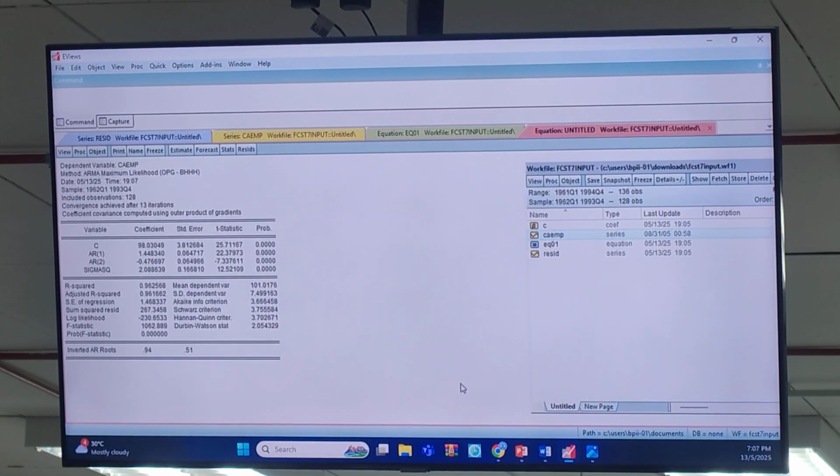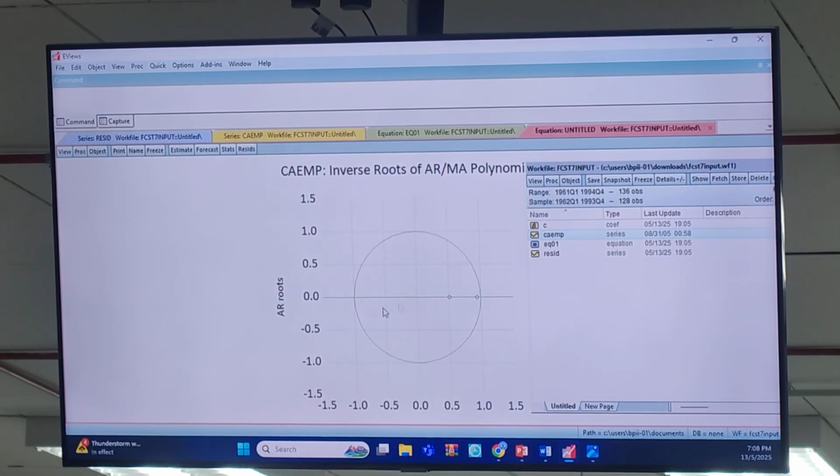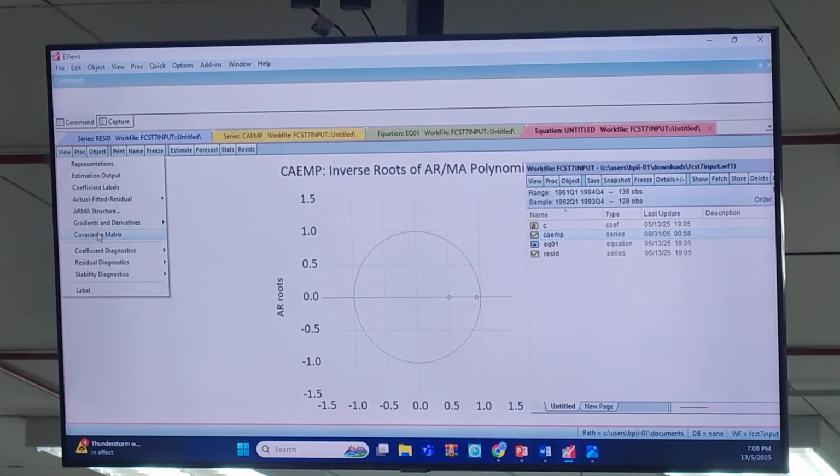Okay, so we have the estimate for the mean, phi1, phi2. The inverse AR roots are both inside. Okay, ARMA structure, both inside. We need all of them inside, not only one. If any one of them is on the circle or outside, then this means the estimated process is not stationary. So this one is okay, the estimated process is stationary.